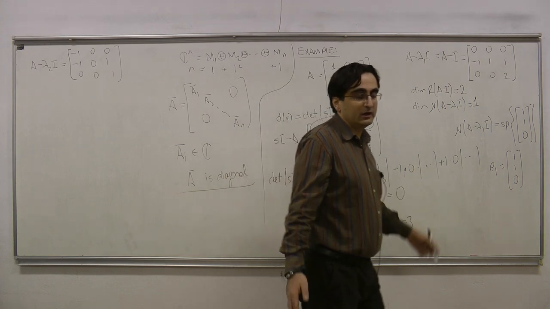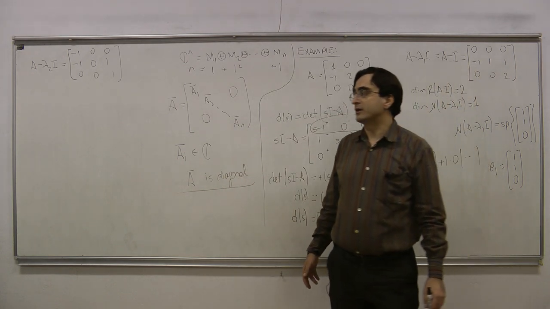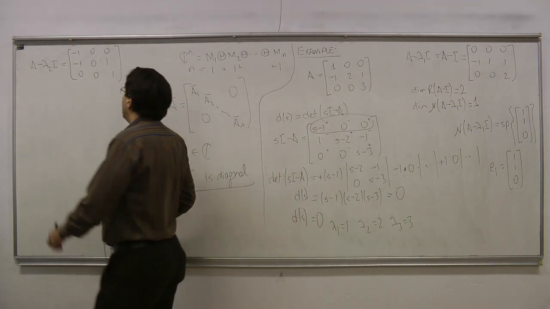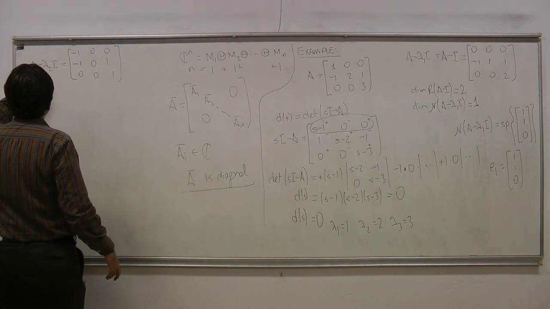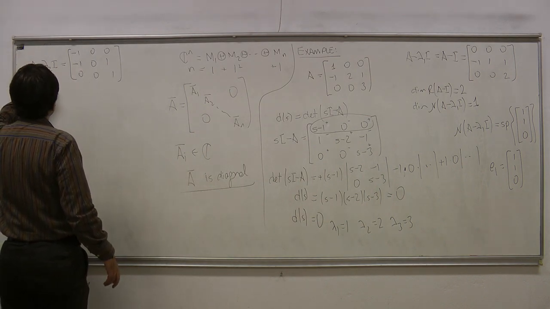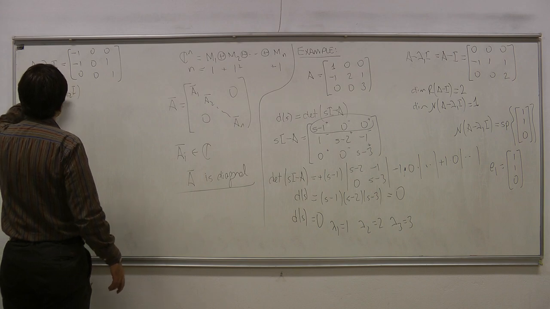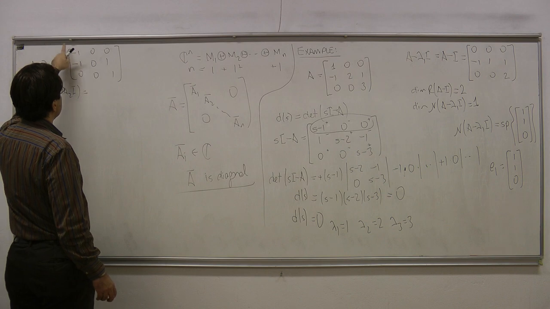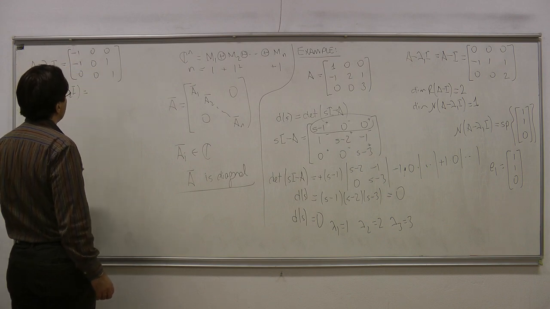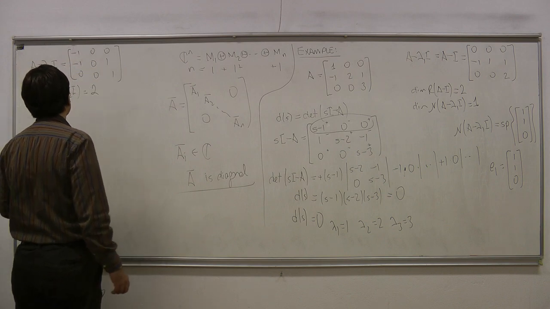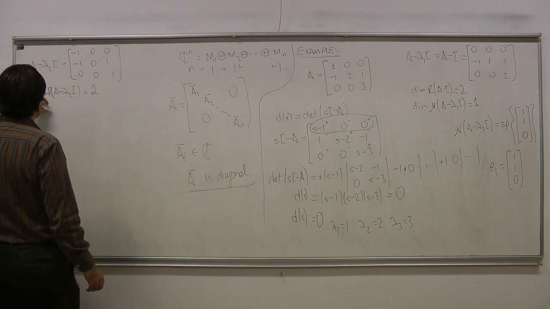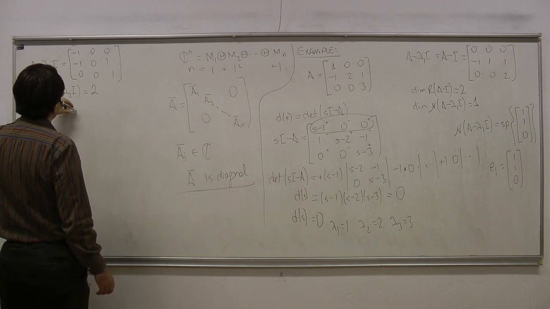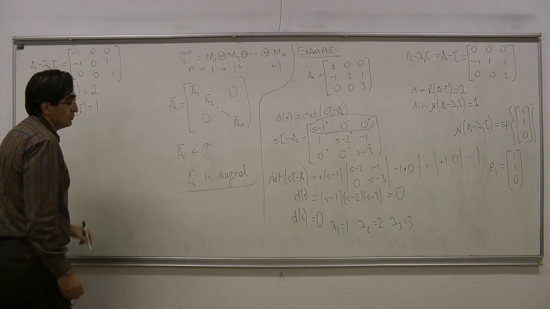Okay? But I don't know really if there are more or not. Okay? So here, what is the dimension of the range space? What is the rank of this matrix, A minus lambda 2 identity? In this case, the rank of this matrix is the number of linearly independent columns, which is just 2. So this tells me that the dimension of the null space of A minus lambda 2 identity should be 1.